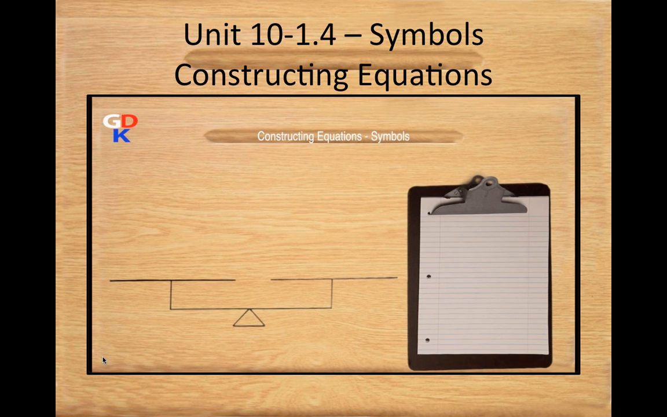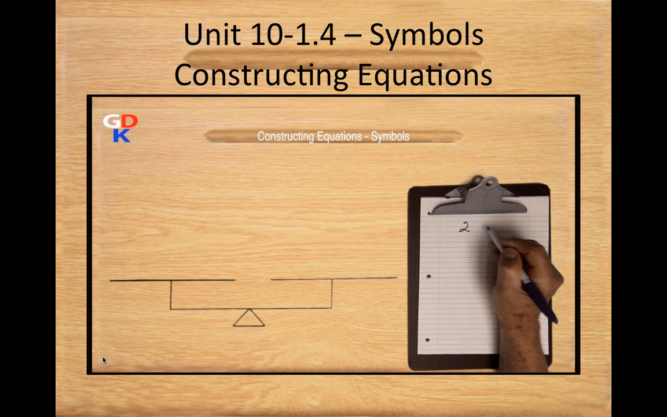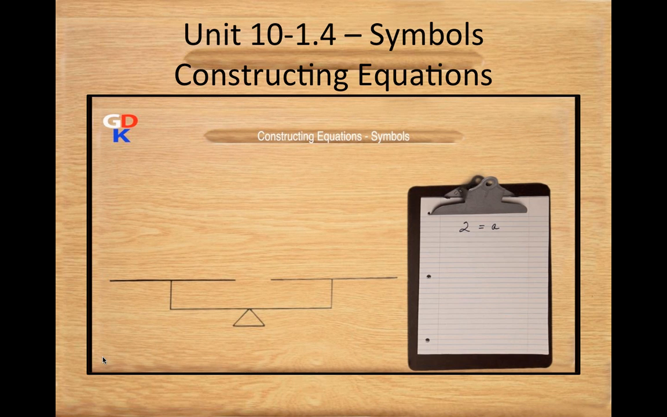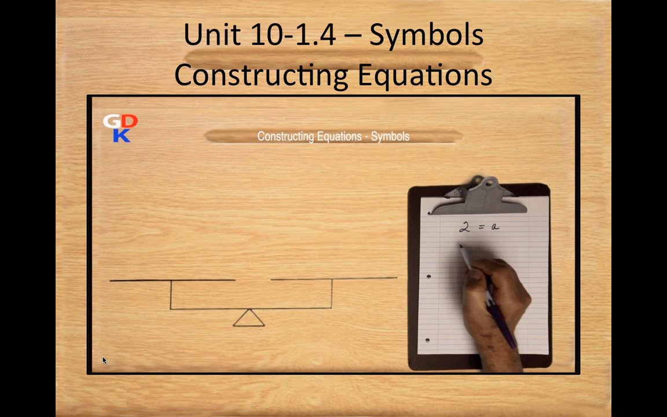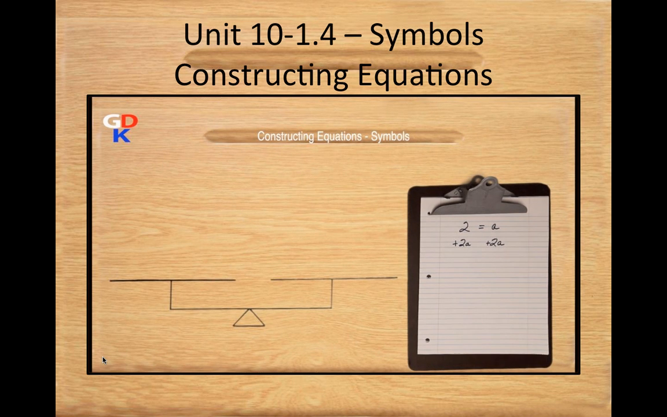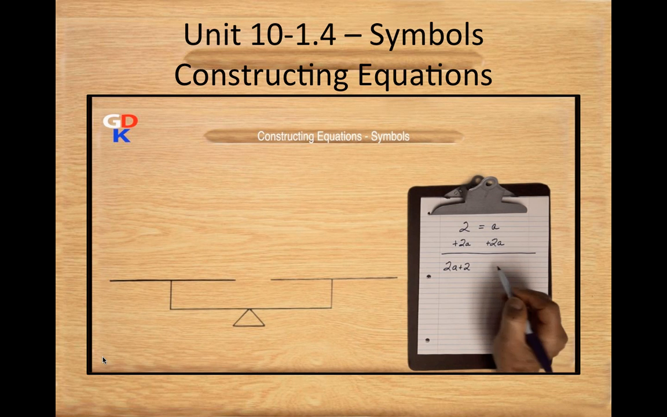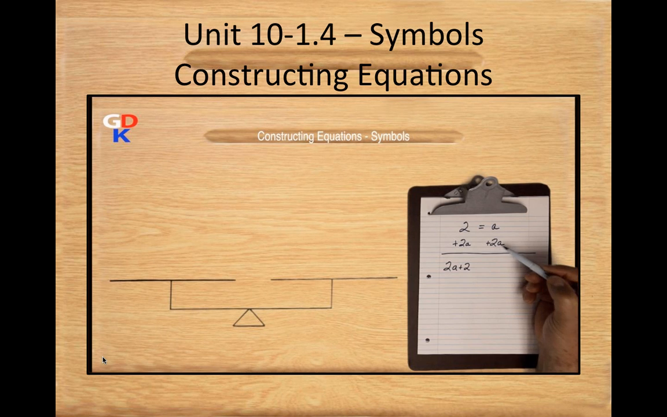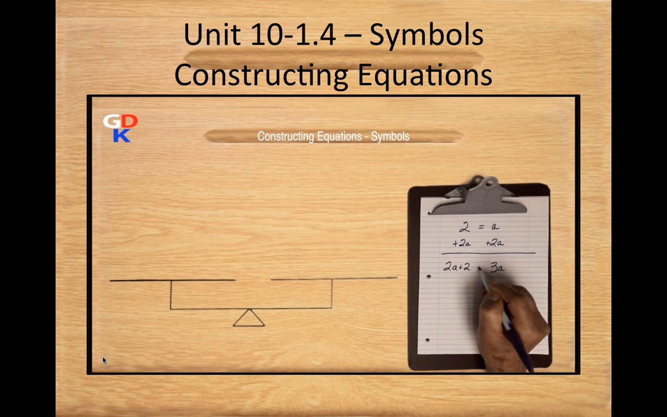What we're going to do now is start with the equation 2 equals A. And we're going to construct an equation from that. So the first thing we're going to do is add 2 A's to each side of the equation. Now remember, as with balances, when you're dealing with equations, you have to add the same thing to both sides to keep the equality. The result of that is I add 2 A's and 2, and I get 2A plus 2. On the right-hand side, I have 1A. I add 2 more A's, and that gives me 3A. And since we added the same thing to both sides, it remains equal.